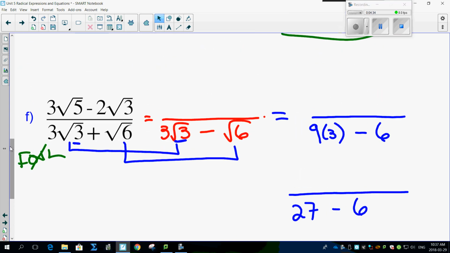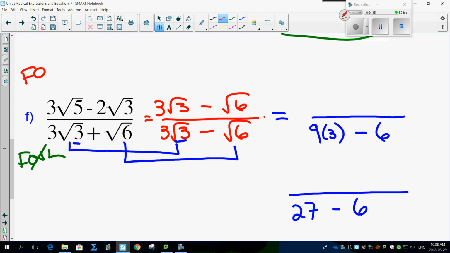Okay, so if we multiply the bottom by 3 root 3 minus root 6, we multiply the top by 3 root 3 minus root 6. Okay, so again, don't forget, you have to do the whole FOIL for this. Everything. Okay, here we go. Ooh, that's kind of interesting. 3 times 3, well, of course, that's 9. Root 5 times root 3 is root 15.